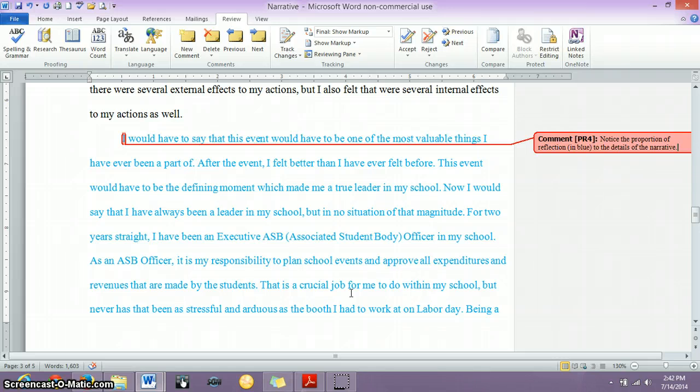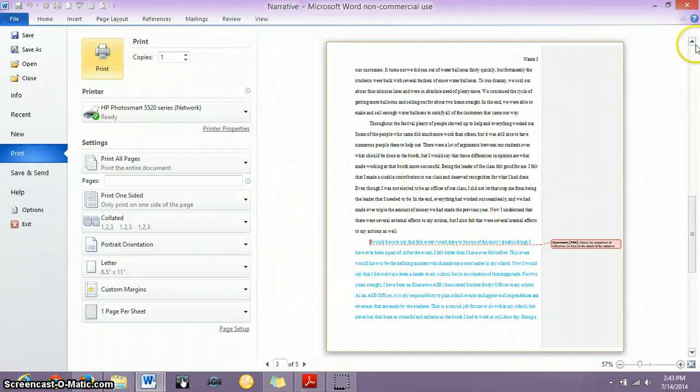Otherwise, there's no point to it. So you've got to make sure that you've got reflection, or your grade is going to suffer because of that. So make sure that you have reflection. And one thing I want to point out, let me change the view of this paper.